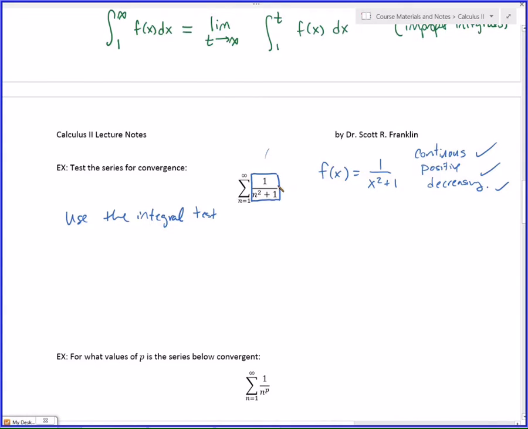So since that goes to 0, the test for divergence fails. You might, if you want to write that down, test for divergence fails since a sub n goes to 0, right? It's only if it doesn't go to 0 that you know it diverges. So that's why I'm moving on now to the integral test. It's continuous, it's positive, it's decreasing. So we're going to find the integral from 1 to infinity of 1 over x squared plus 1 dx.